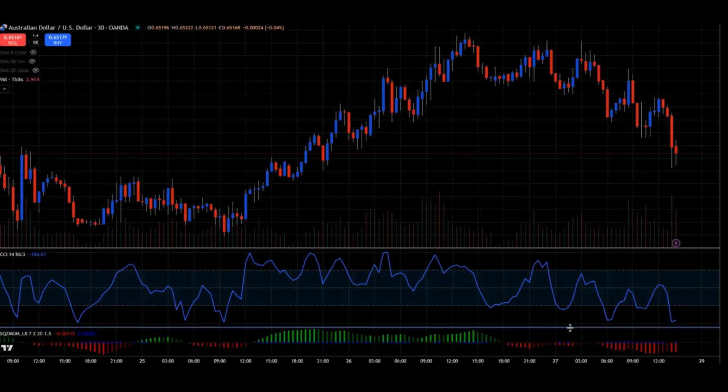Now, we're on the Australian US dollar, the AUD USD. Now, this strategy can work with any chart, it doesn't matter. So, what we're going to discuss is the 20 period moving average.